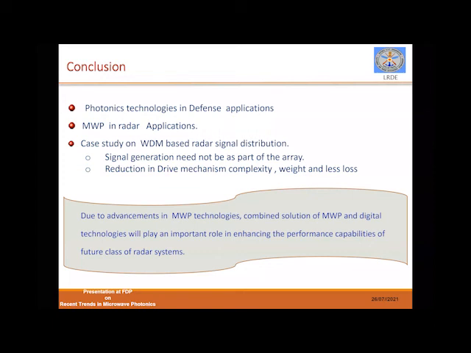I also brought out a case study on WDM based radar signal distribution, where you could find that we need not keep everything as part of the array. We can keep it as part of the operational shelter itself, and this will bring a reduction in the drive mechanism capacity which is used for rotating the antenna. I told you that as the weight of the antenna increases, the drive mechanism capacity requirement also increases, and this reduces the overall weight and gives less loss.